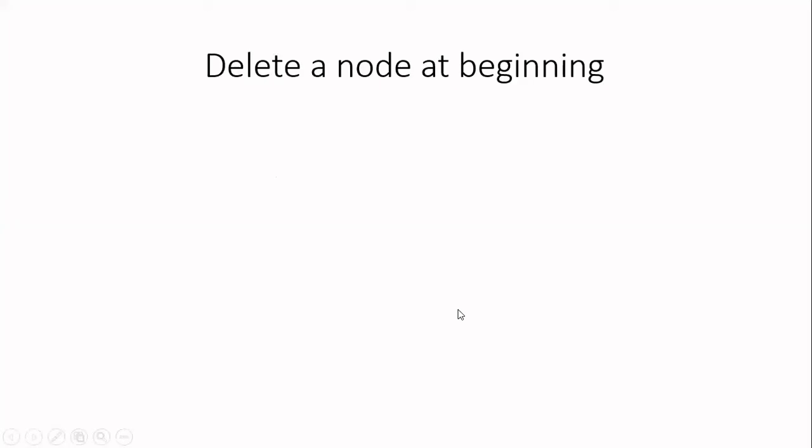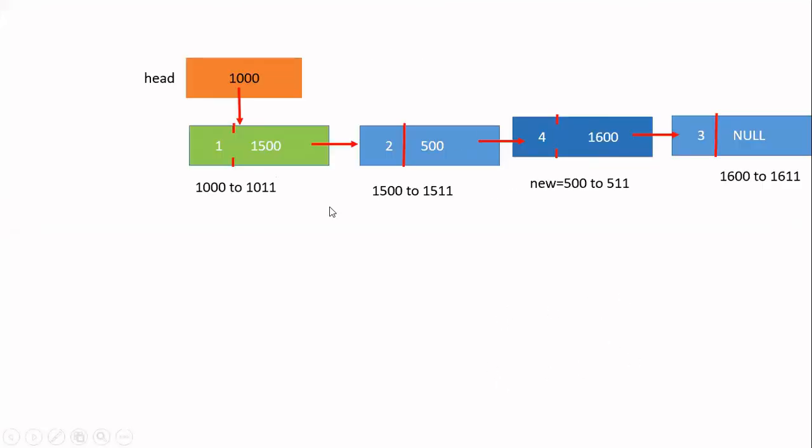Let us see the next one, deleting a node. In delete also we have three cases. First, we are going to see how to delete a node at the beginning of the linked list. So now the diagram is this one.